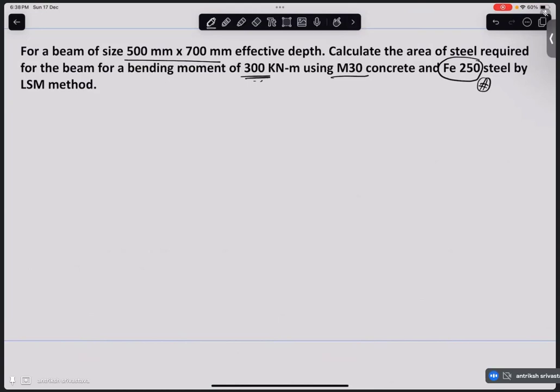Alright, so let's start. So the question is the same. We have been given the same size of beam and same resisting moment, and we are asked what is the area of steel now according to the LSM. One change, I have reduced the grade of steel.